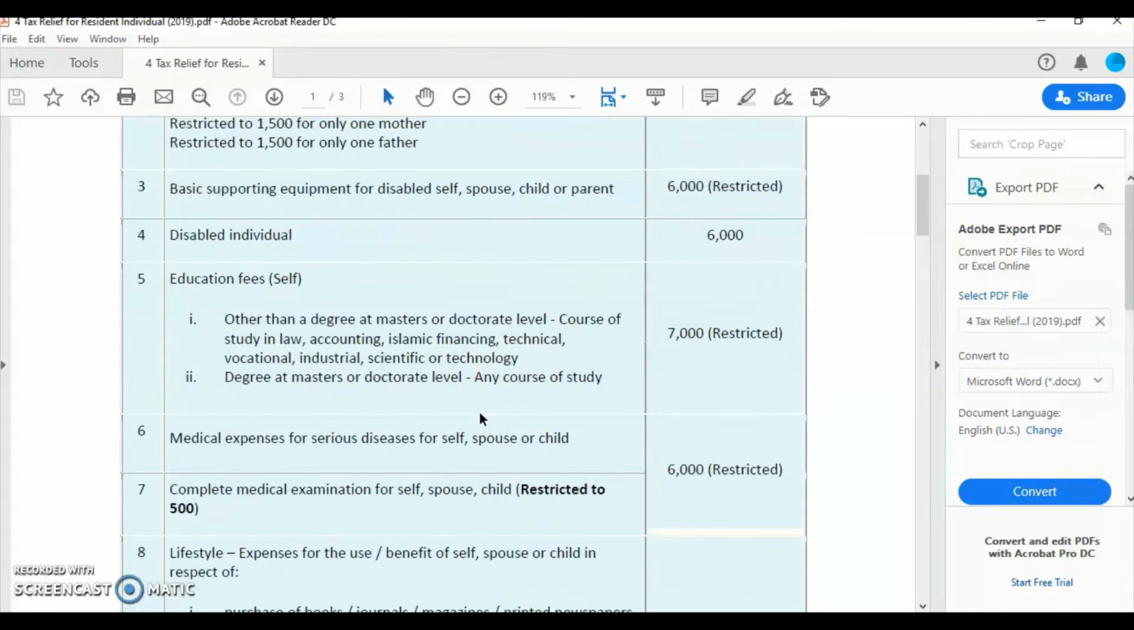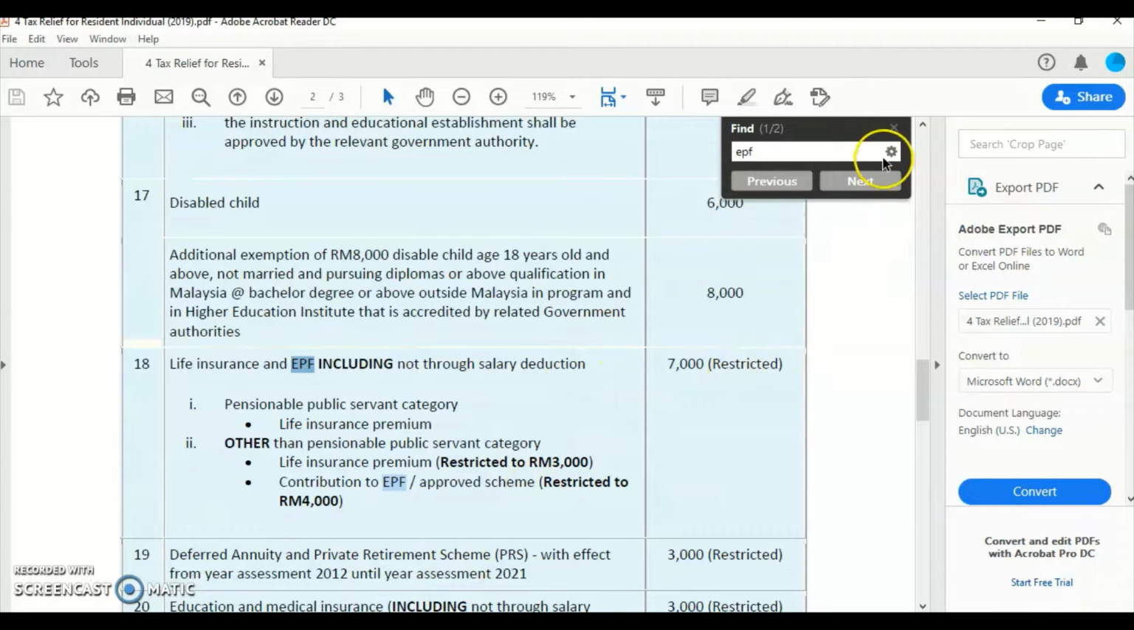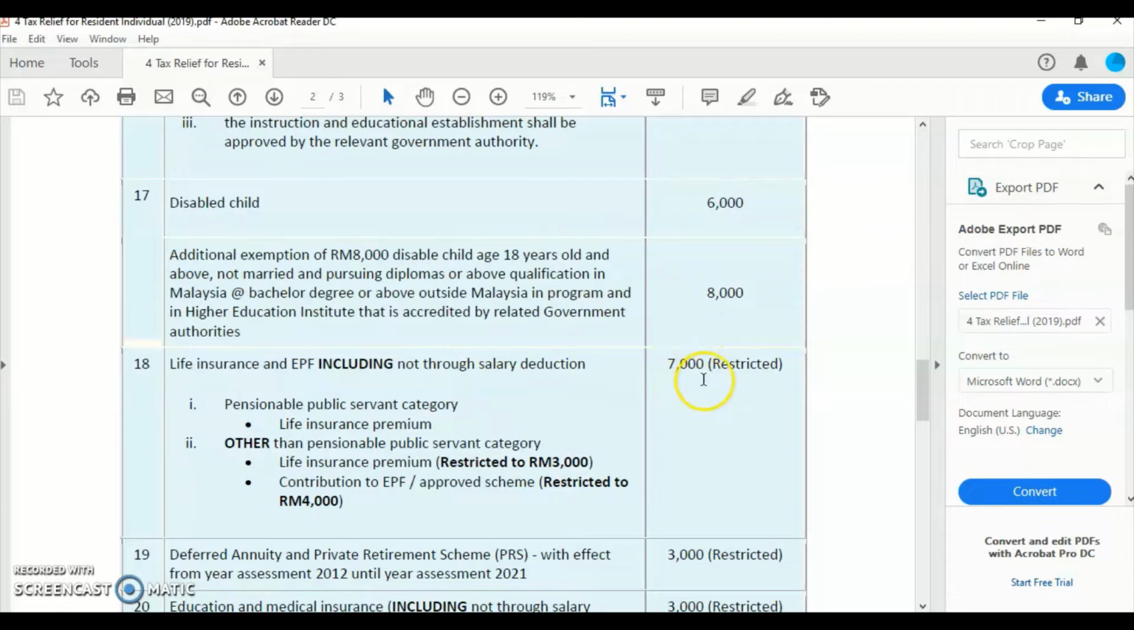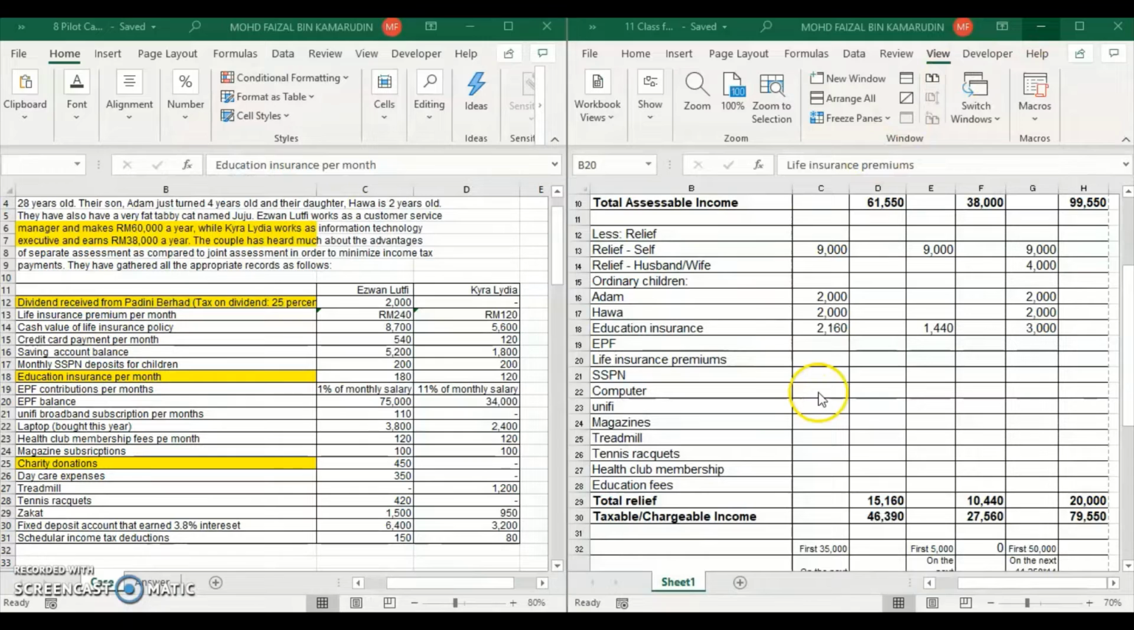But now, latest, they have split it into two. This one, number 18, you see that it increased to 7,000, but now it is split into two: 3,000 for the life insurance, and then 4,000 for the EPF. So how do we go about it? Just now, 11%, right? The contribution to the EPF is 11%, so equal to 11% times salary.